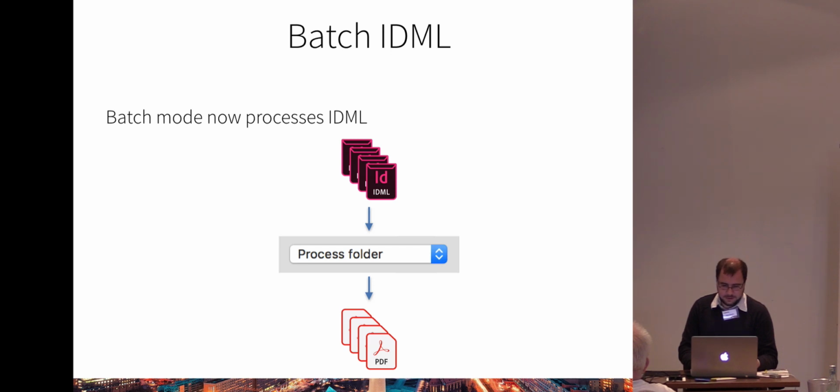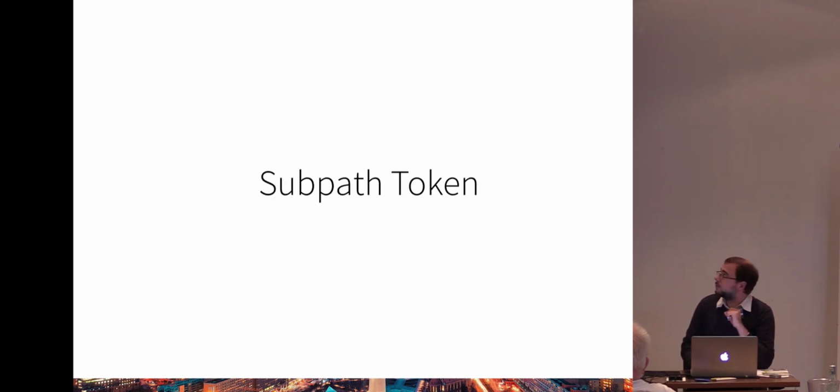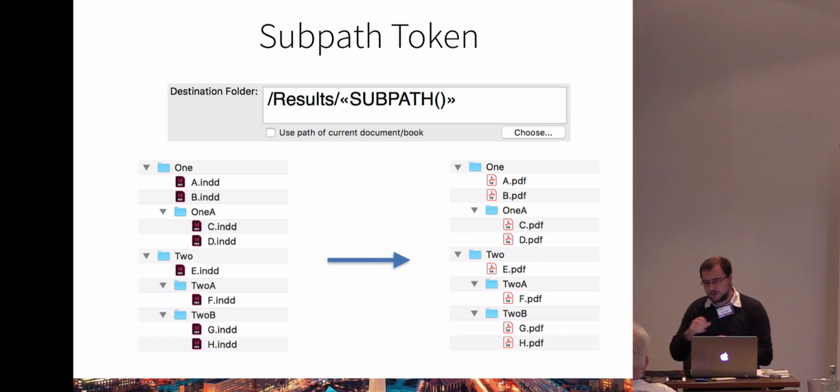And same for the batch mode. We also included a new token, which is subpath, and that will simply return the subpath. In batch mode, you choose one folder, and MadeToPrint will output all InDesign and IDML files which are in those subfolders. In previous versions, you could only output the PDF files, for example, in a plain output structure. But now you can include the subpath in the output path, so you have the same folder structure for input and output.